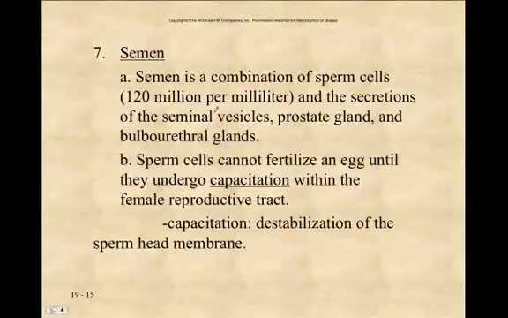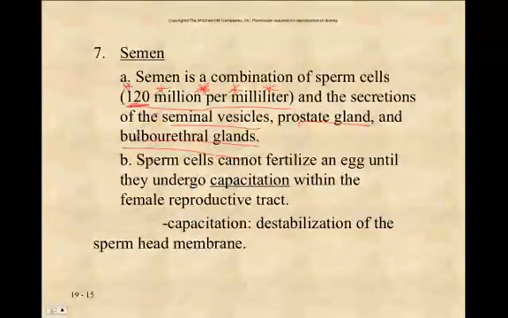So when we talk about semen, semen is the sperm and then all the fluids combined. So again, fluid from the prostate, fluid from the seminal vesicles. And so semen ends up being a combination of about 120 sperm cells per milliliter. Obviously, this is going to vary from individual to individual, and it will also be dependent upon what's going on with that individual's body at the time. But on average, we see about 120 million sperm cells per milliliter. And then, of course, the secretions of the seminal vesicles, the prostate gland, and the bulbourethral glands. So again, that's what makes up your semen.